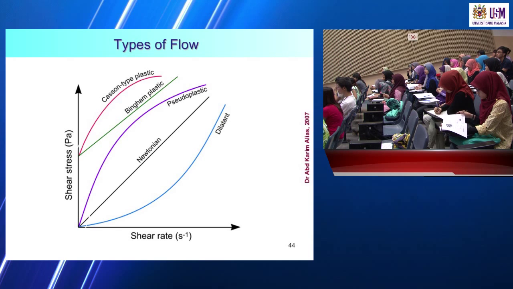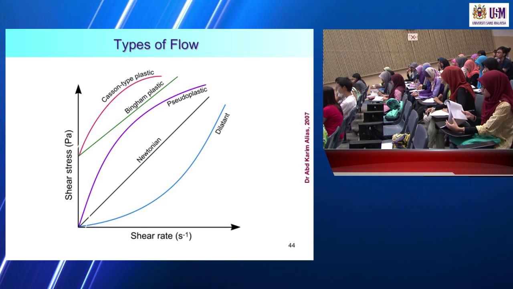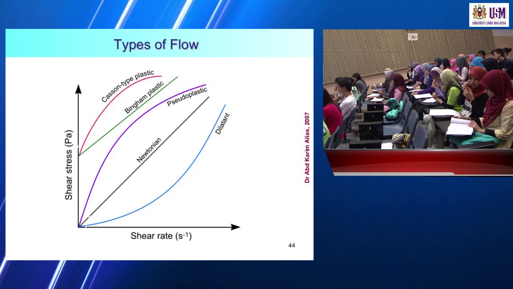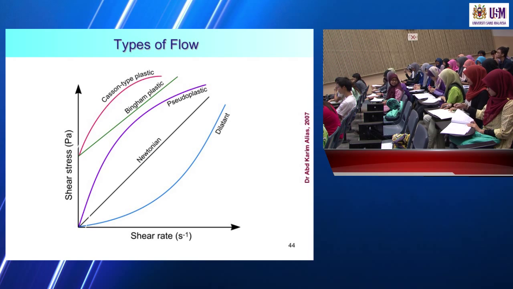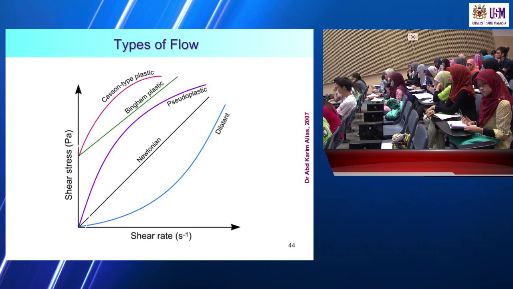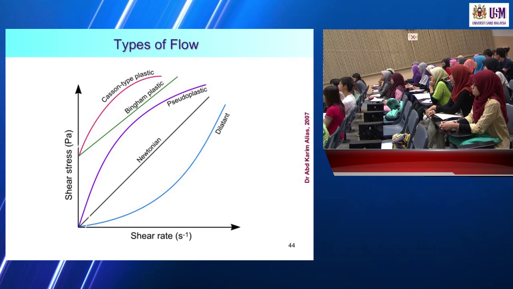Water. Yeah, the easiest example is water. Honey? Honey is Newtonian. Honey looks very viscous. Do you think honey is Newtonian? Well, confident? Is it in the notes? Honey is viscous, yes, but it displays a Newtonian behavior.